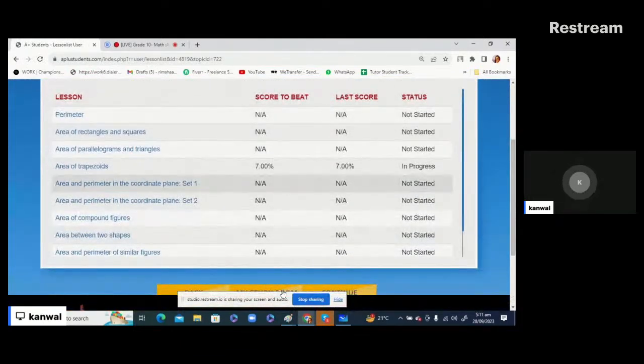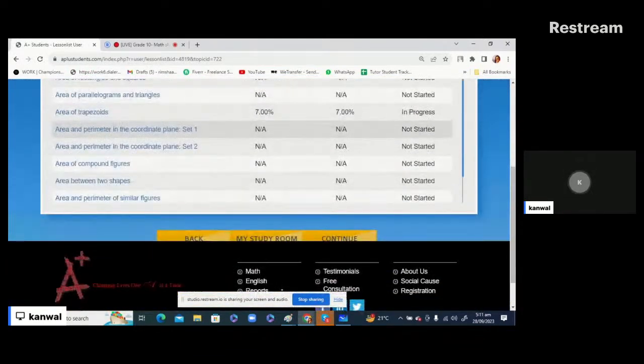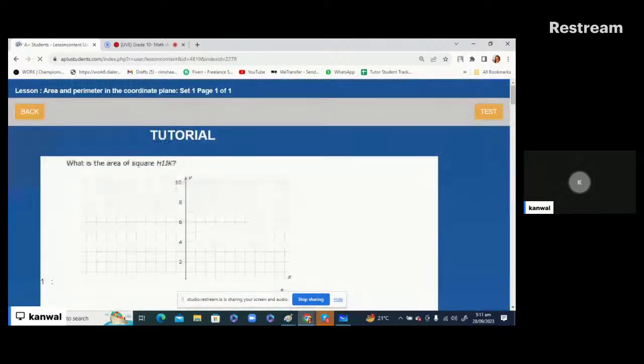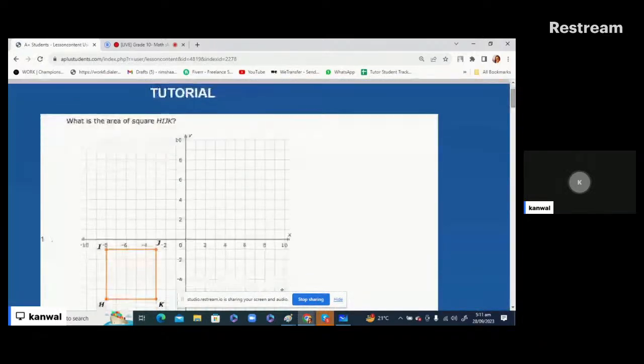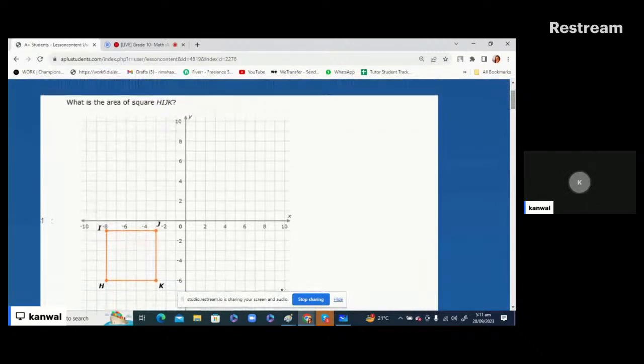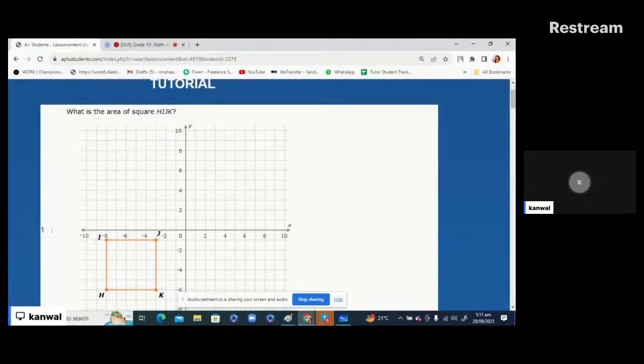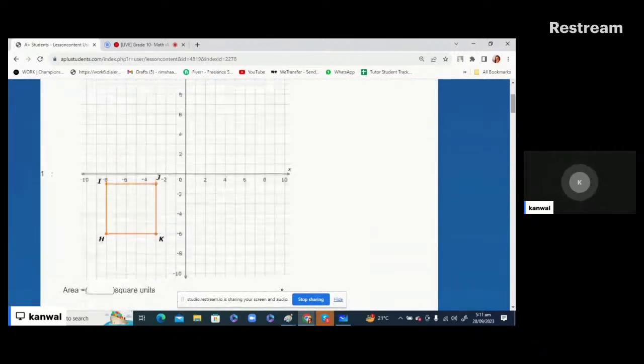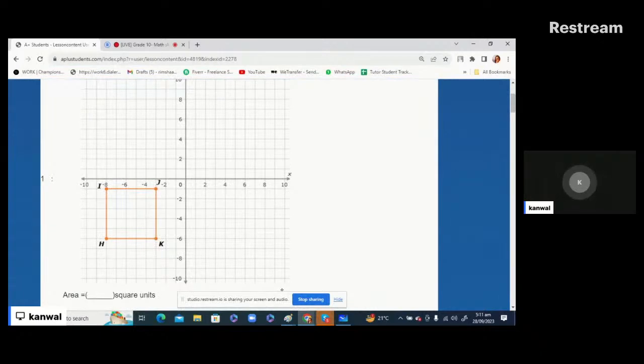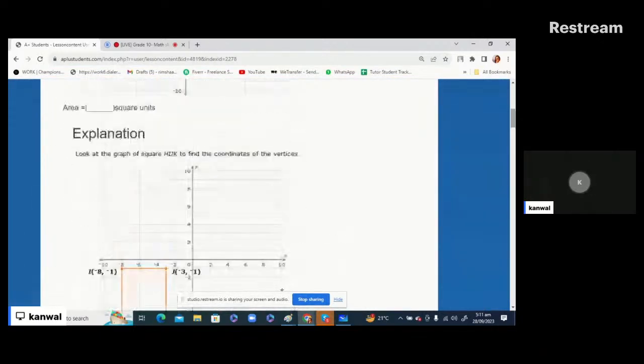So area and parameters in the coordinate plane set 1. So look at here. What is the area of the square HIJ and K? There is a coordinate plane. Here they just need check like find out the area of that square.